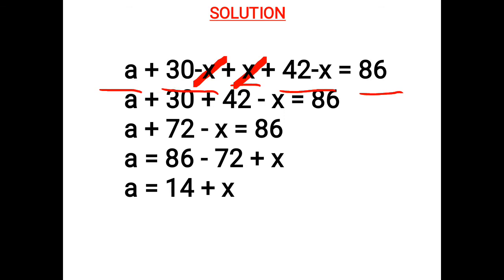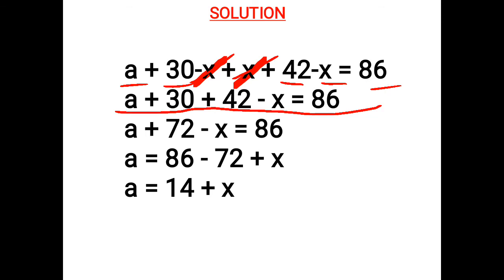So if negative x cancels negative x, we are going to get A plus 30 plus 42 minus x is equal to 86, what we have done on the next line. All right, so 30 plus 42 is going to give us 72 minus the x equals 86. So A plus 72 minus x is equal to 86.